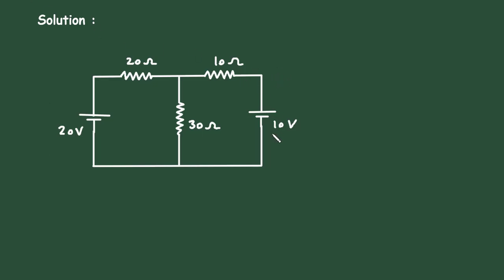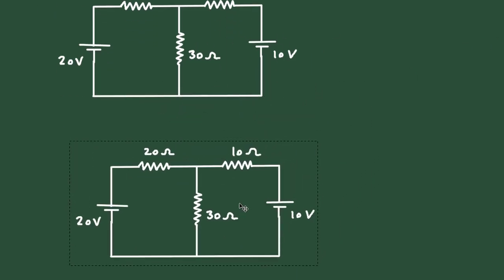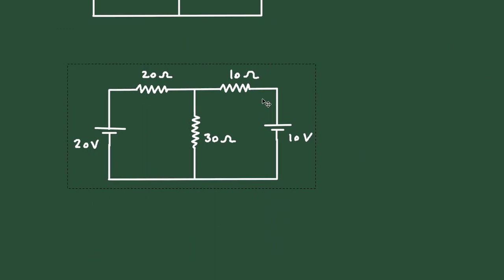Here we can see this 10 volt and this 20 volt. These are connected in series with 20 ohm and 10 ohm respectively. So now we will convert them into their equivalent current sources. So let's convert them into their equivalent current sources. So it will be like this. Here the 10 ohm resistor is currently connected in series, so it will be connected in parallel with the current source. So it will be of 10 ohm.